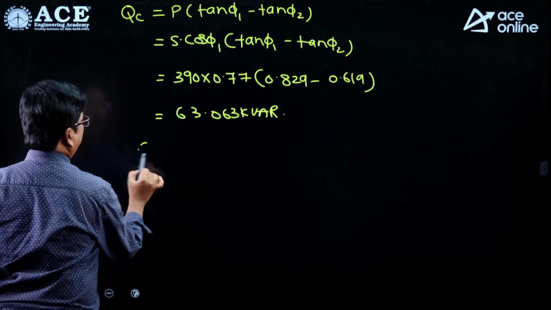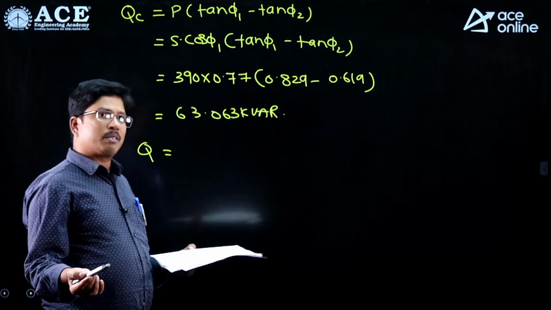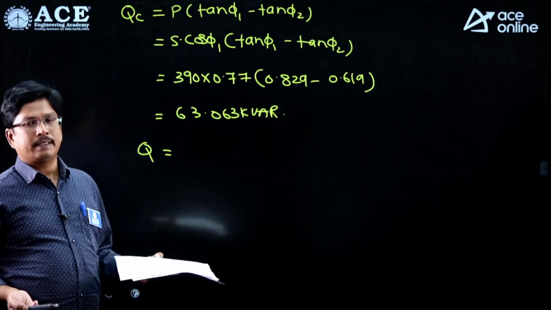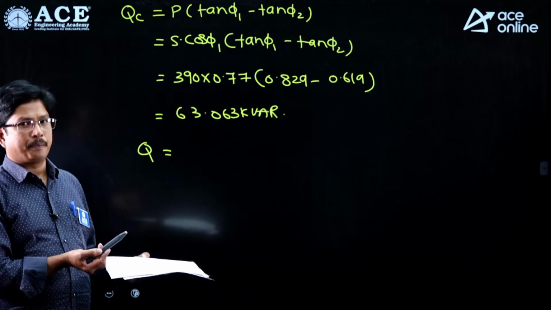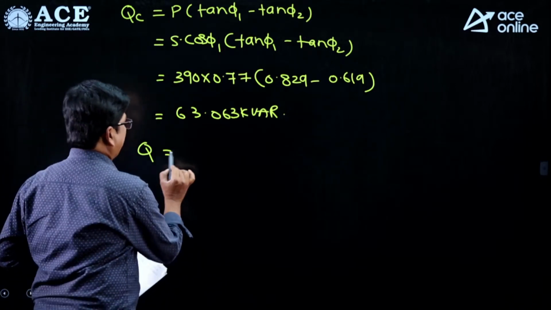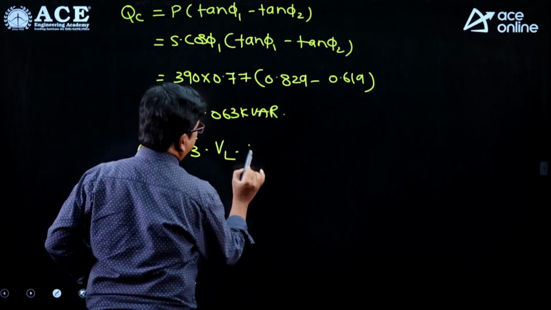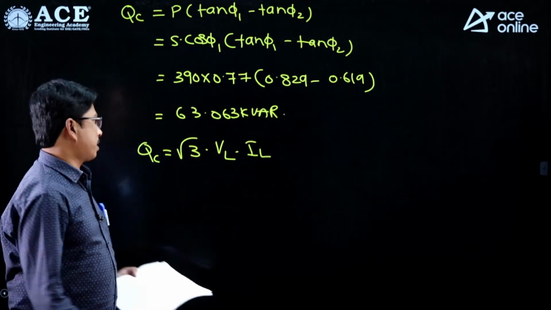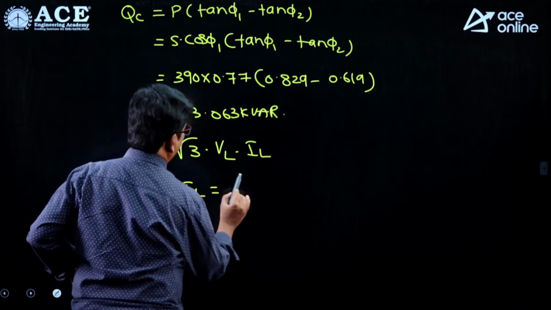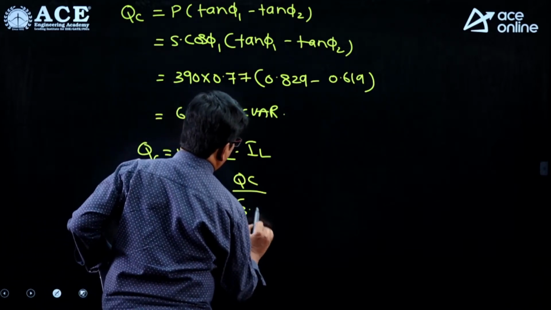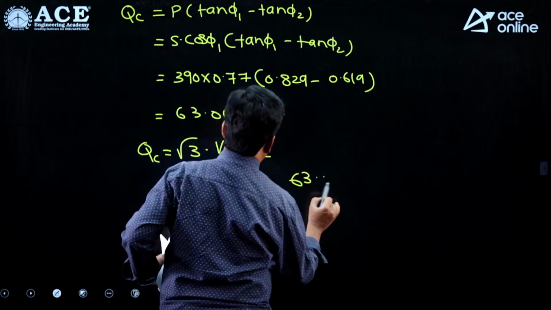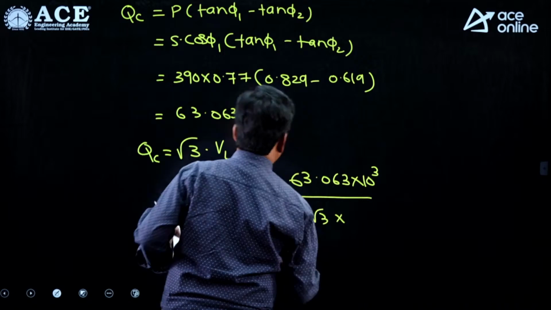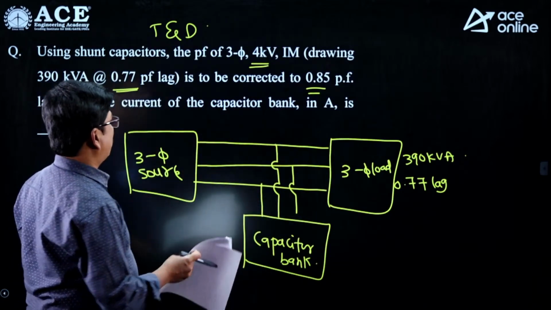Once you got the value of Q, actually in the classroom discussion we have done per phase, QC per phase is equivalent to V phase, I phase sin phi. But here they are asking about line. We don't know about the connection, so directly we can take QC is equivalent to root 3 times VL IL sin phi. But sin phi is equivalent to 1 for a pure capacitor, as you have connected a pure capacitor. Therefore, IL is equivalent to QC divided by root 3 times V line. It is 63.063 kilo, 10 power 3, divided by root 3 into the line voltage they have given, which is 4 kilovolts.